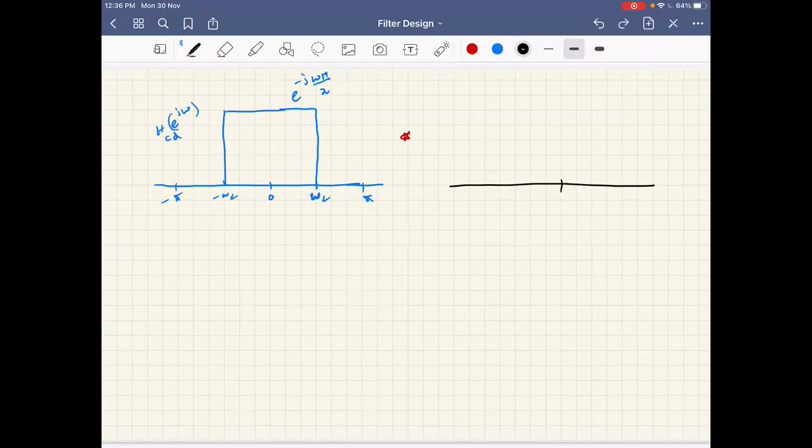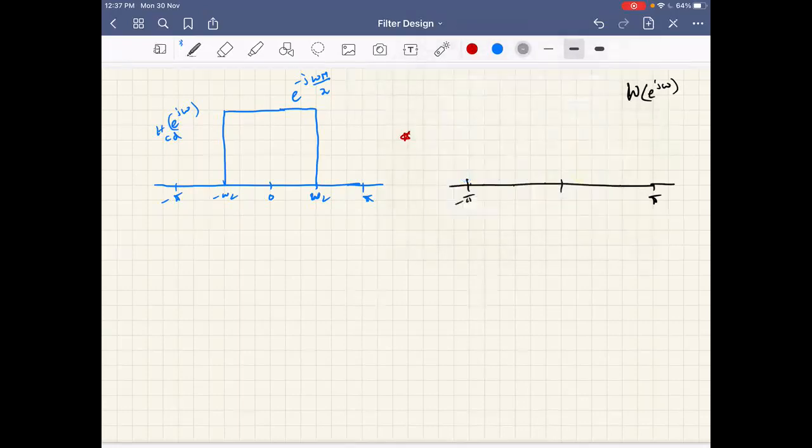Let me try to sketch 1, 2, 3, 4, 5, 6. Because minus pi to pi, both extend minus pi to pi. Both are periodic discrete time Fourier transforms. What I'm sketching here is the window function, e power j omega, the frequency response of the window function, that is extending from 0 to M, and 0 elsewhere in time domain. So how does this look like?